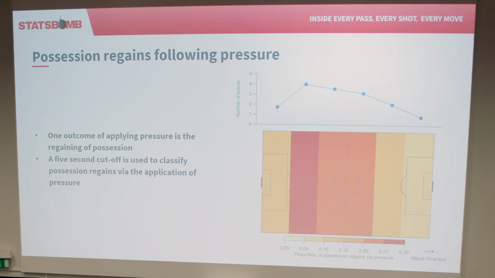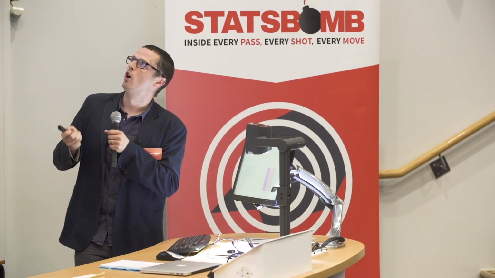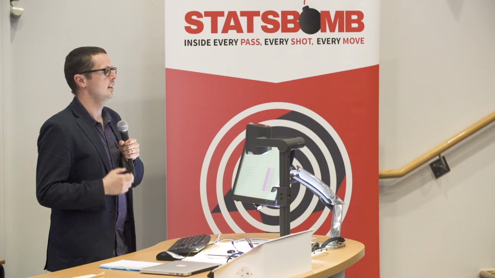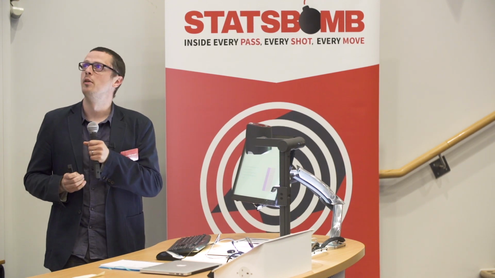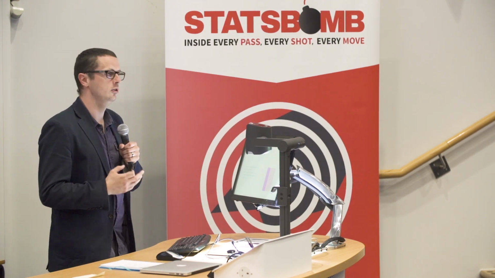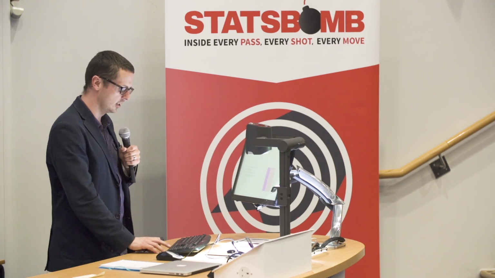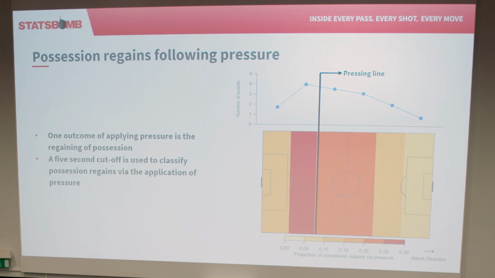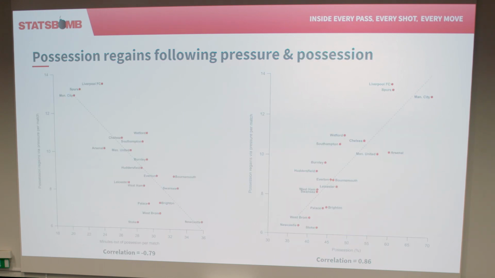So again, we're seeing more possessions being broken up following pressure in the midfield zone, and then that drops off as you get closer to goal. Again, that's where you're having more clearances, blocks, or tackles being the intervention in terms of defending. So again, I'm using this line from the midfield zone forwards to look at these pressing stats. So again, looking at these possession regains following pressure and possession.